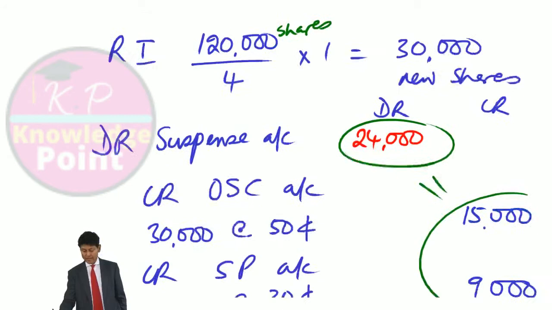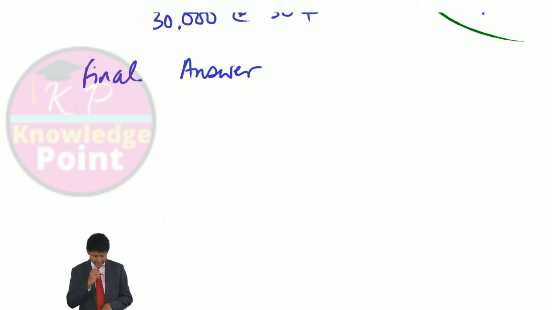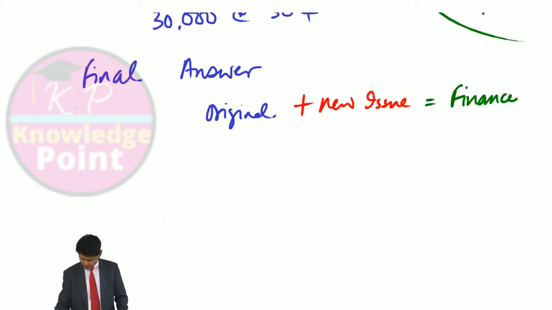So what does the new statement of financial position look like? So final answer. The original plus the new issue equals the final financial position figures.